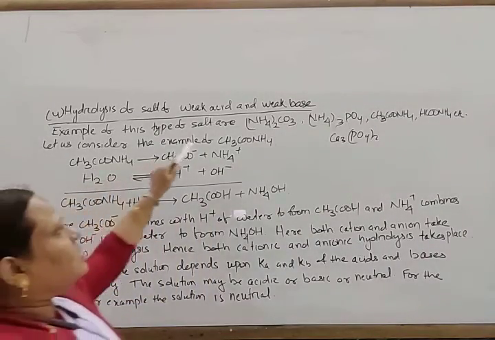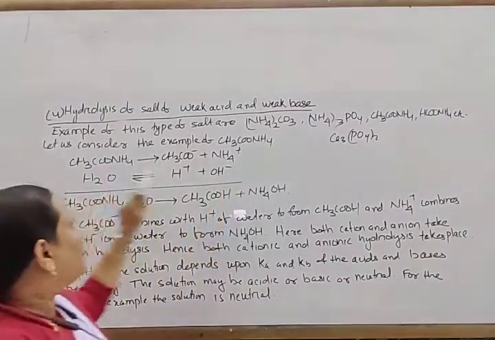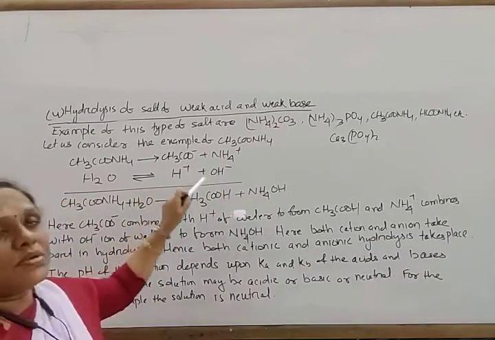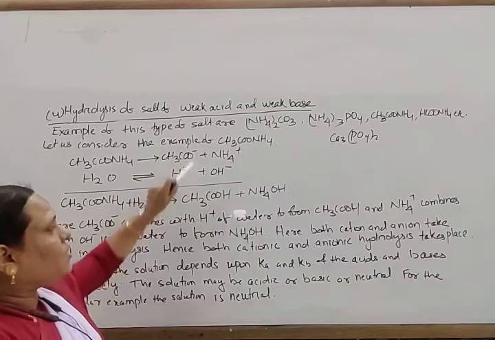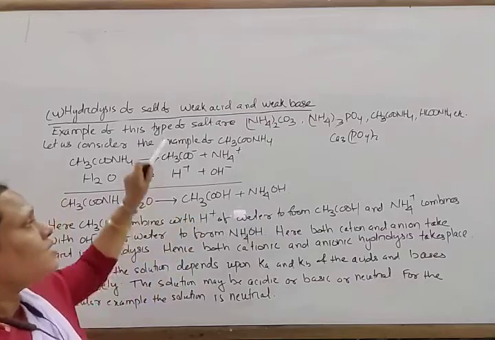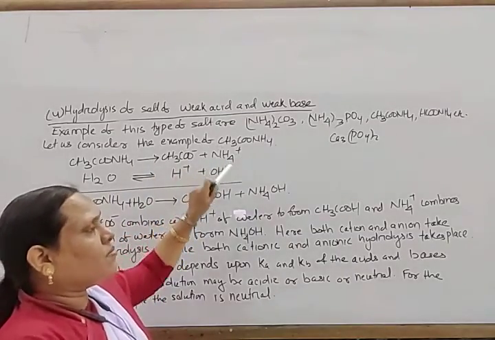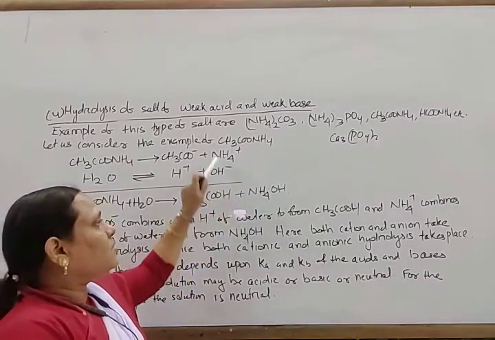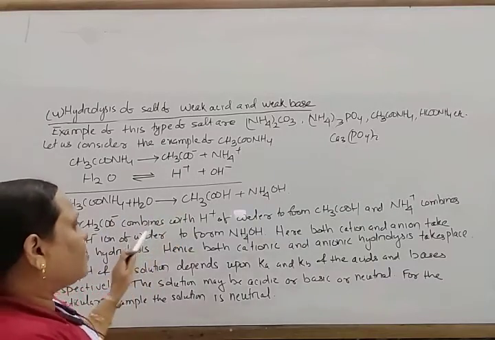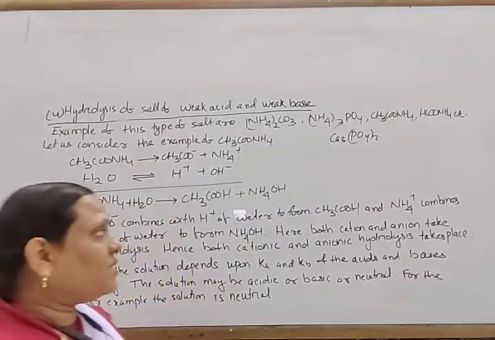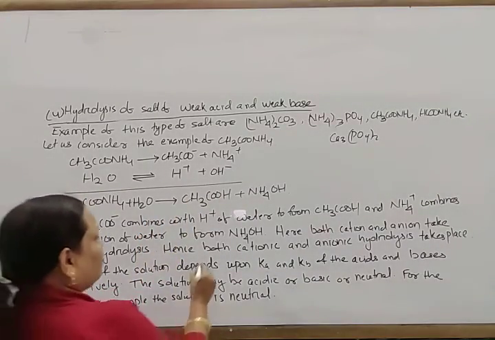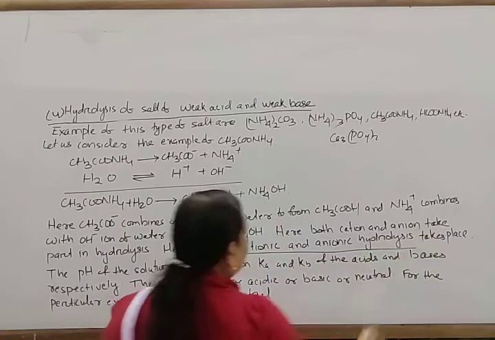Next, let's consider the example of ammonium acetate. Ammonium acetate gives acetate ion and ammonium ion, and water gives H+ and OH- ions. Acetate and H+ combine to form a weak acid, acetic acid. Similarly, NH4+ and OH- can form a weak base, so they combine with each other to form ammonium hydroxide. So here both the cation and anion participate in hydrolysis. In this way, both cationic and anionic hydrolysis takes place.